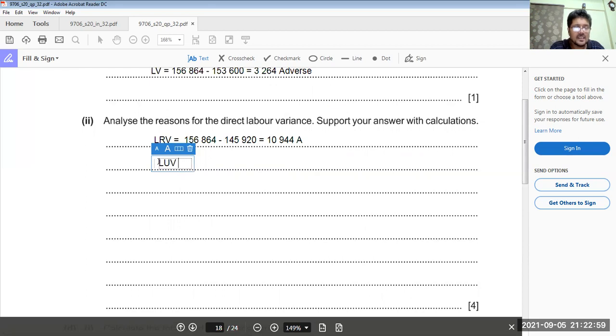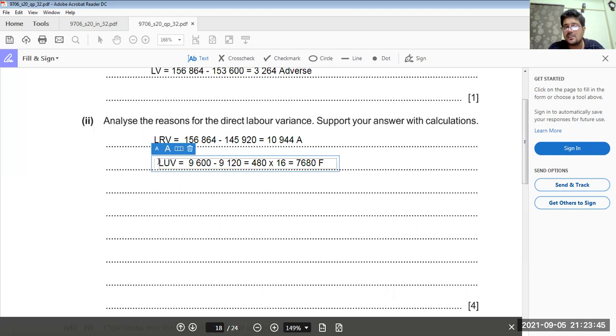Labor usage variance is equal to, now see, you are supposed to spend 9,600 hours, but you have only used 9,120 hours. So we have saved how much? 9,600 minus 9,120, answer 480 hours. We have saved 480 multiplied by $16, and we get 7,680 favorable value. This is favorable variance.